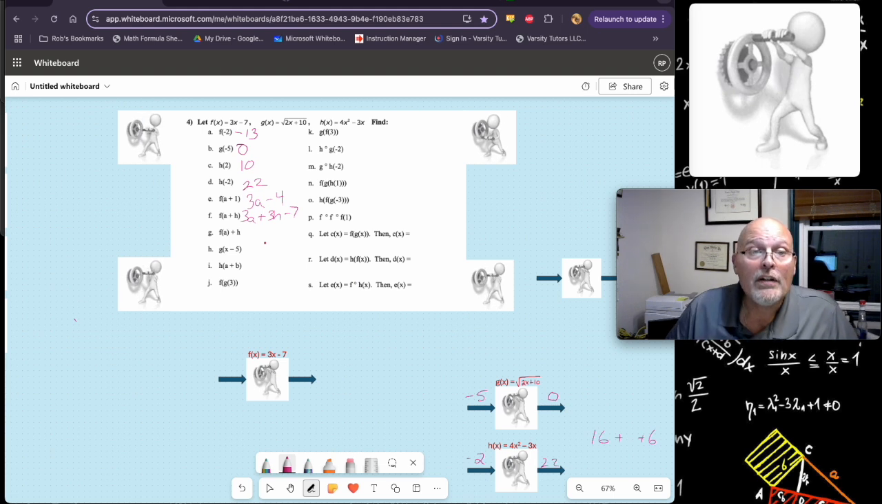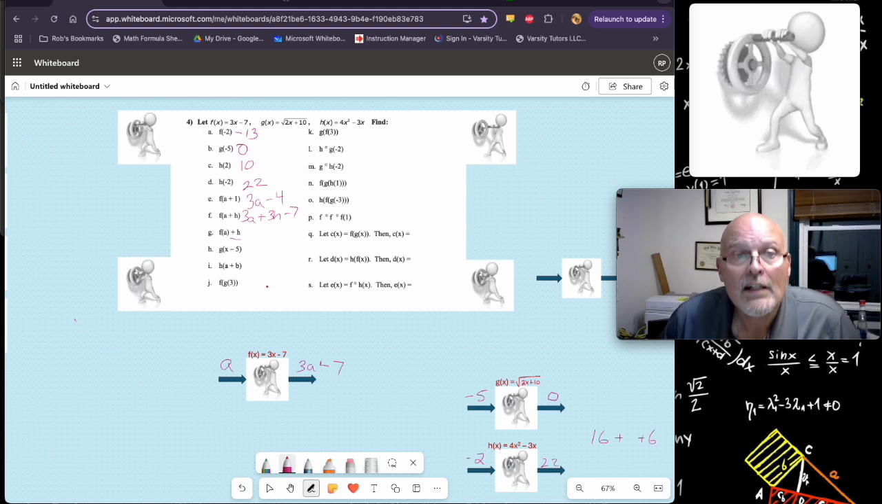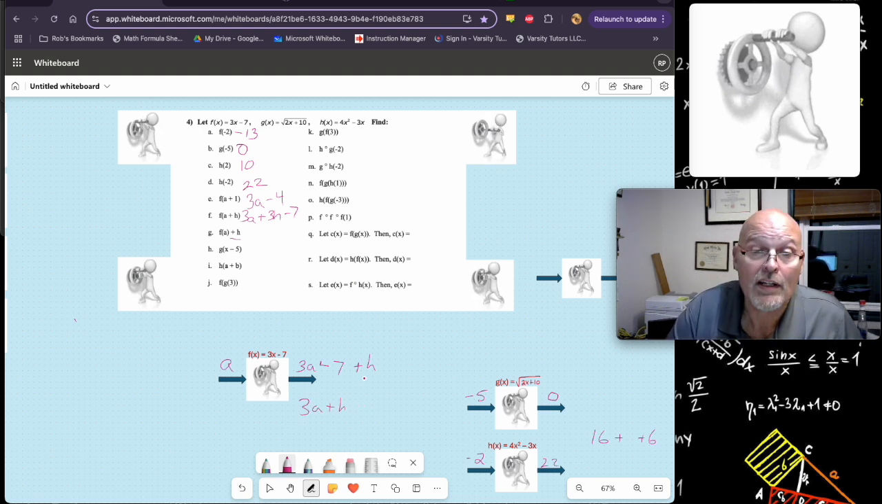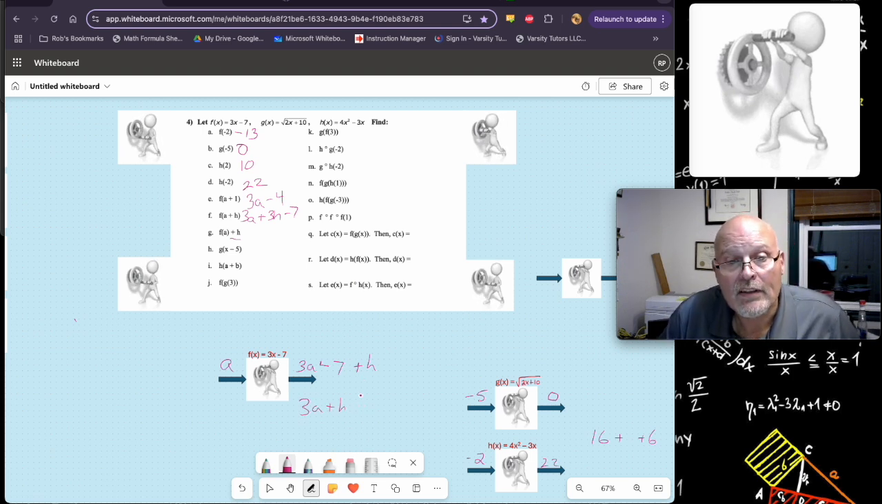Now this next one brings the h outside of the parentheses, so the only thing going into f of x is a. And now I'm going to get out 3a minus 7, and now I'm going to add the h. So that's going to be 3a plus h minus 7.